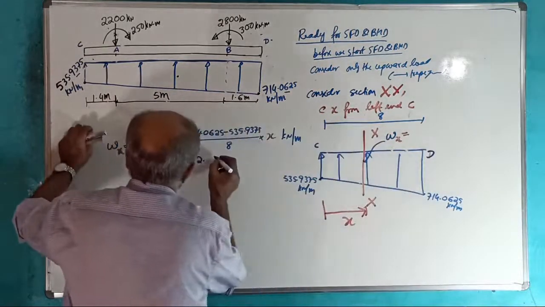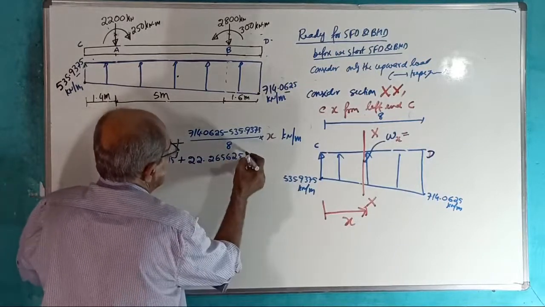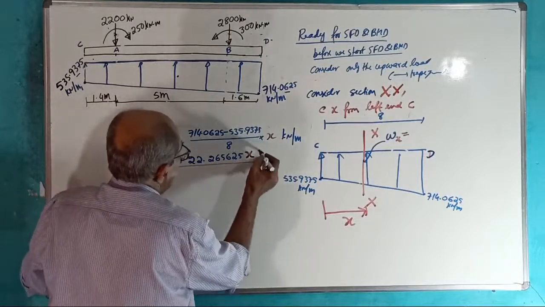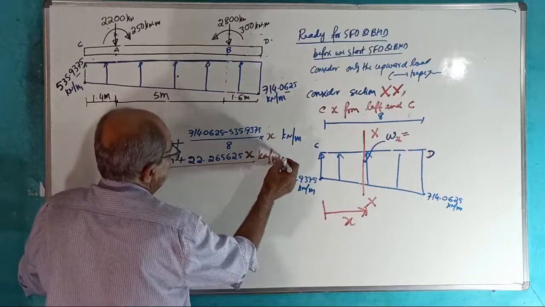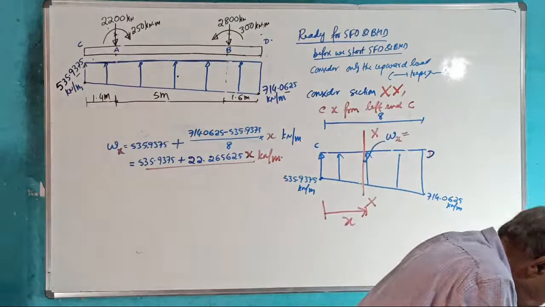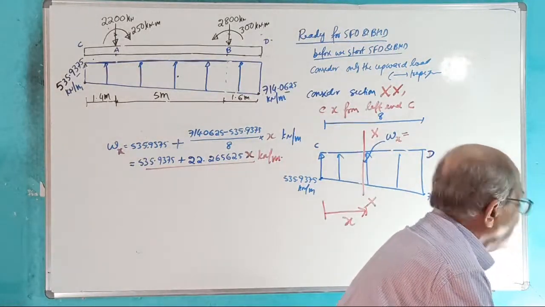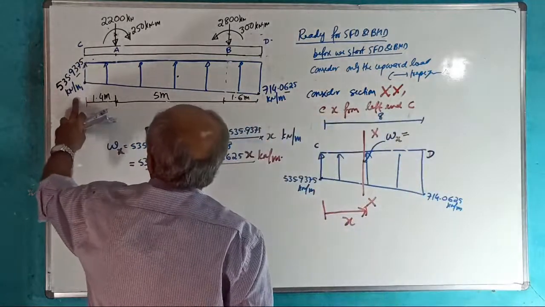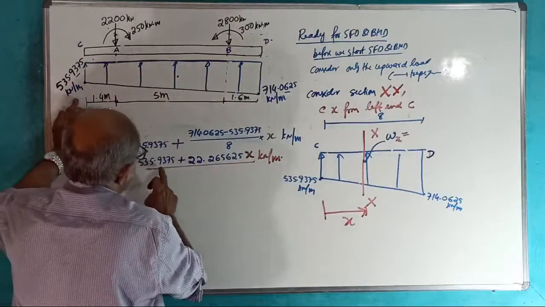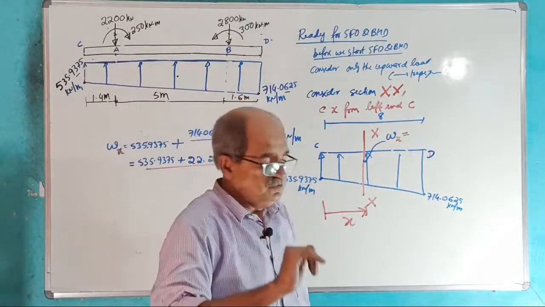22.265625 times x. Correct or not? This much kilonewton per meter. Clear now? I don't want round off. Actually, in practical design you can round off and write 535.94, 714.06, and 535.94 plus 22.266, but not in my class now.